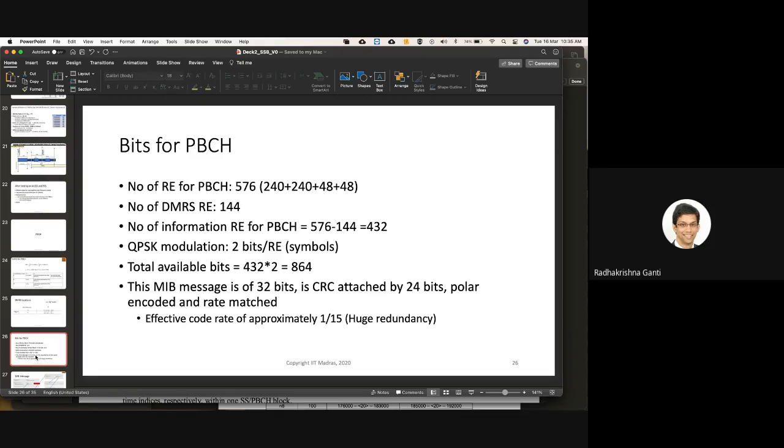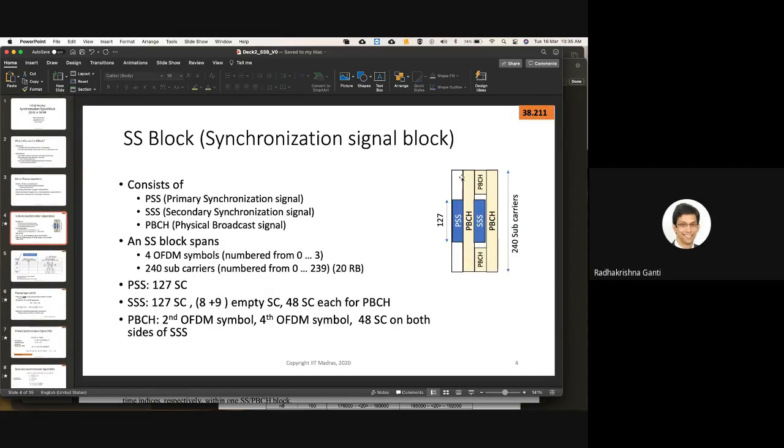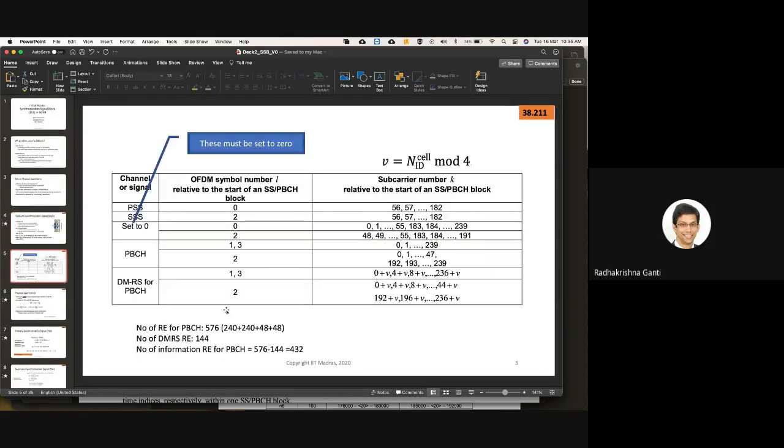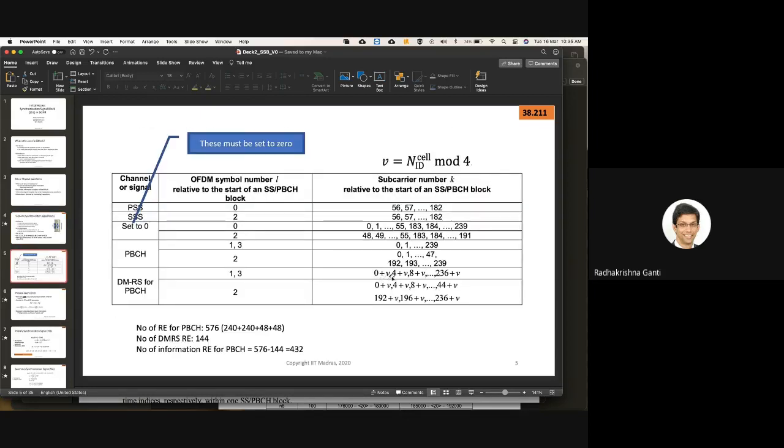Fine. Any other questions before we proceed? So what is the location of this DMRS? Is it part of PBCH or where? It's part of PBCH, and the location for the DMRS is given here. It's there in the first symbol and the third symbol. Let's just look at the first symbol. In the first symbol, it is located at 0 plus v, 4 plus v, 8 plus v, up to 236 plus v, where v is N_cell_ID mod 4. These are the frequency locations.